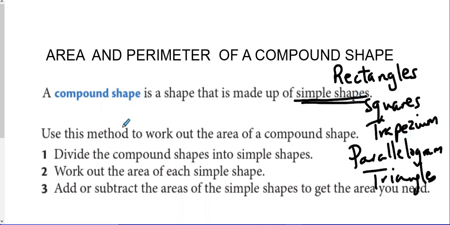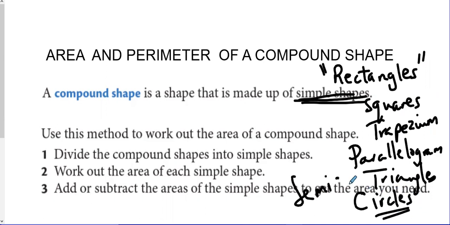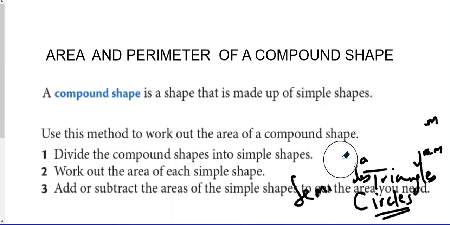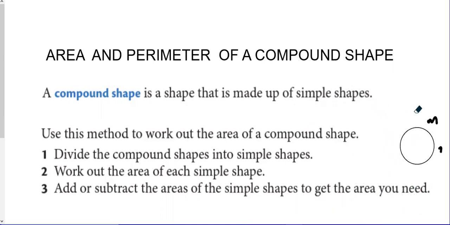So when we say a compound shape is a shape that is made up of simple shapes, like I have listed here, can be rectangles, squares, trapezium, parallelogram, triangles, can also be circles or even semicircles. See that? It can be any shape, all right? And these are the few shapes that we have found their area, we have calculated the perimeters of those few shapes, okay? So this is what it means by a compound shape.